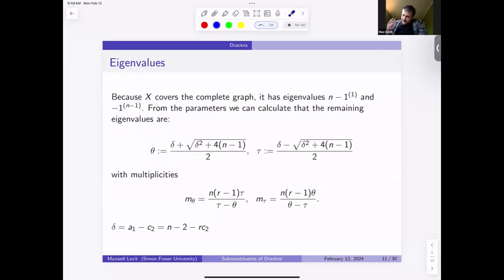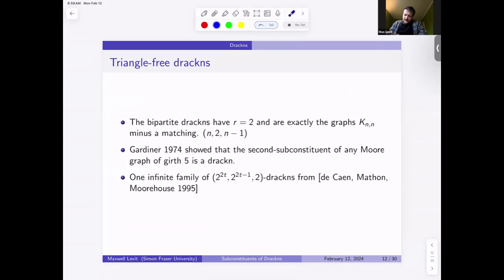Now, I mentioned right at the start that I want to restrict specifically to triangle-free Drackns. So these would be ones with A1 equals 0, or there are other characterizations. But yeah, if there are no triangles in the Drackn, then we were restricting to some very special sub-examples. Now, of index 2, there's just a few examples. There's just the complete graphs minus a matching. Those give examples of triangle-free Drackns.